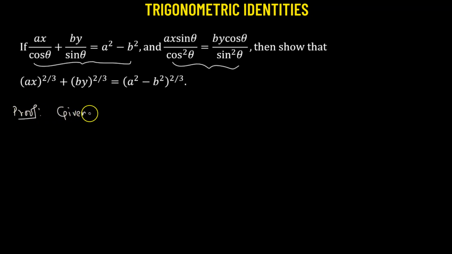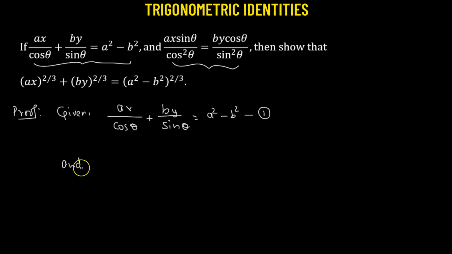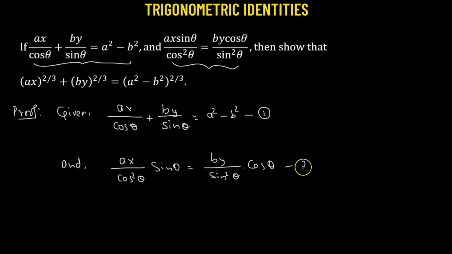Here we are given ax over cosine theta plus by over sine theta, and it's given that this equals a squared minus b squared. We're going to label this as equation number 1. And we're given the other equation: ax divided by cosine squared theta times sine theta equals by over sine squared theta multiplied by cosine theta. So this is equation number 2.